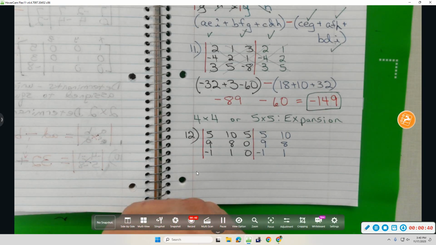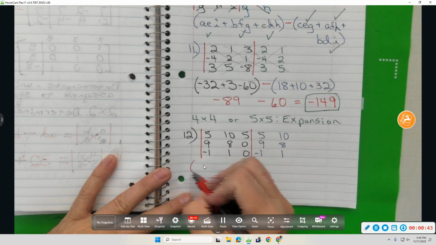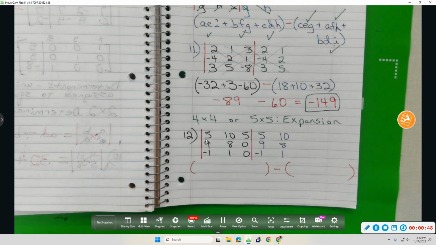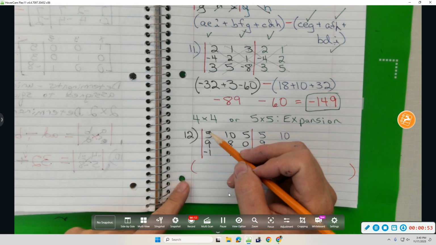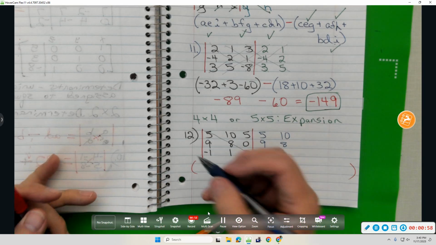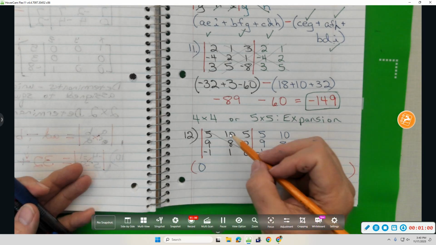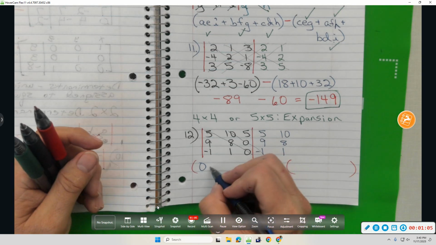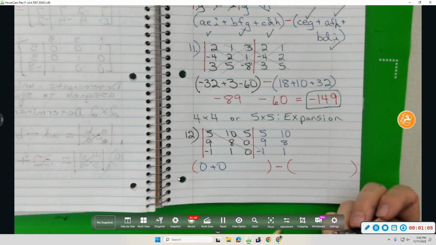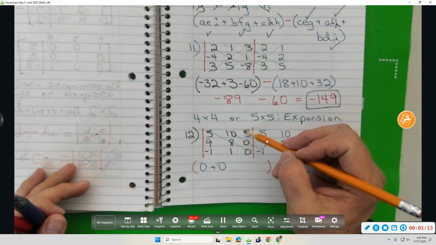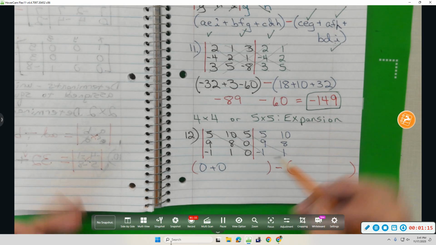And we'll have parentheses minus parentheses. You start multiplying in the upper left-hand corner. 5 times 8 times 0, 0. 10 times 0 times -1, 0. As we said, you should be hoping that you have a whole lot of zeros when you're finding a determinant of this size. 5 times 9 times 1.